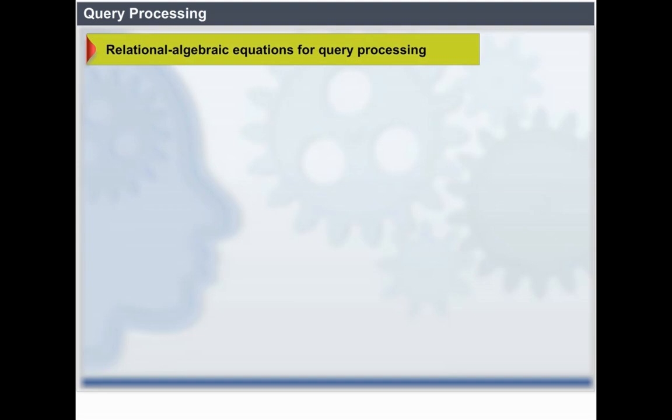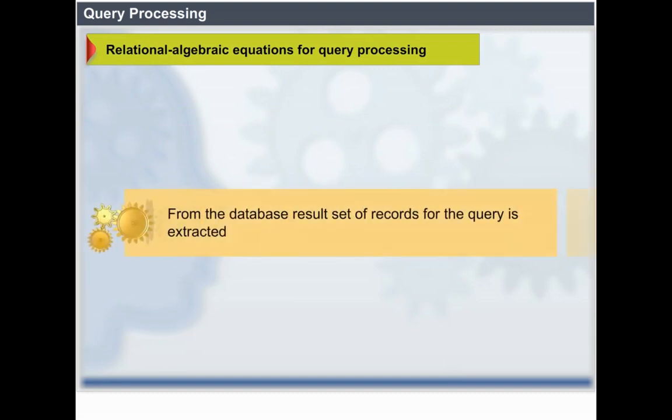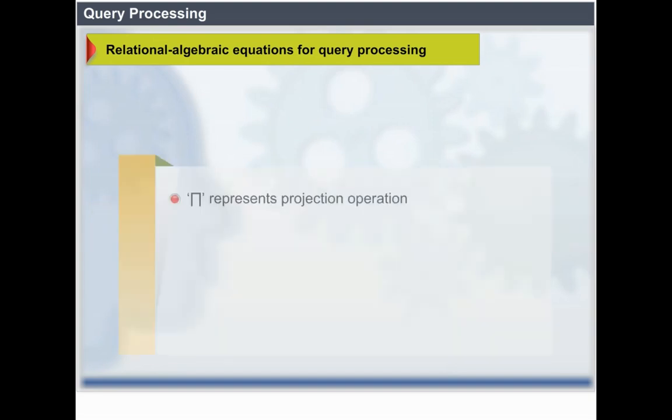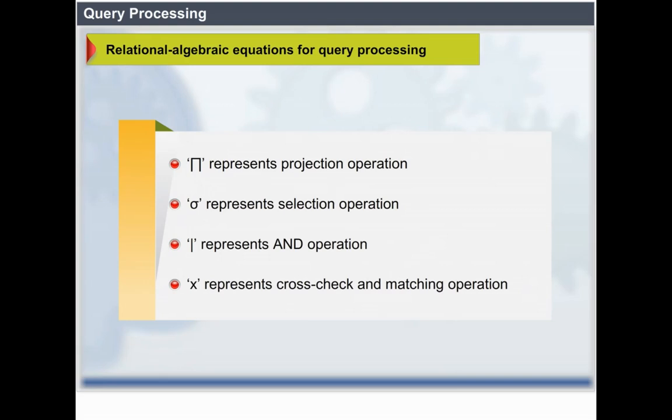Relational algebraic equation for query processing. Queries are sent for a read operation during a transaction with the database. The result set of records for the query is extracted from the database. A relational algebraic equation defines a set of operations using the below symbols, which represent the projection operation, selection operation, AND operation, cross-check and matching operation.